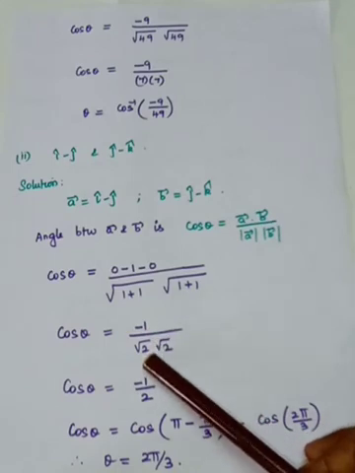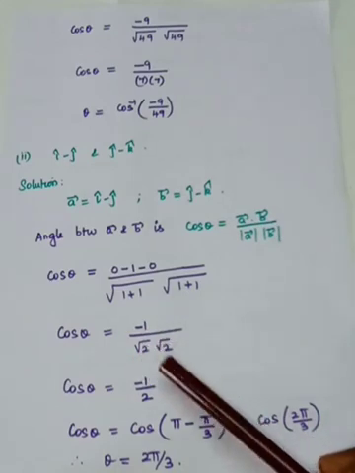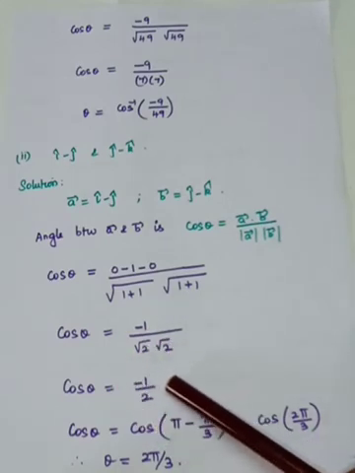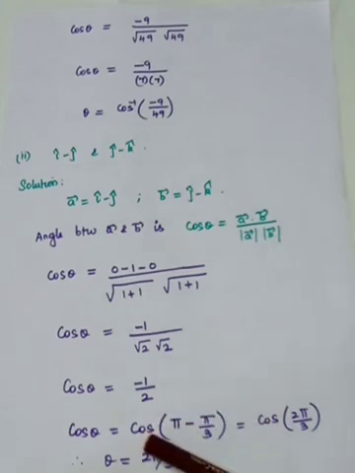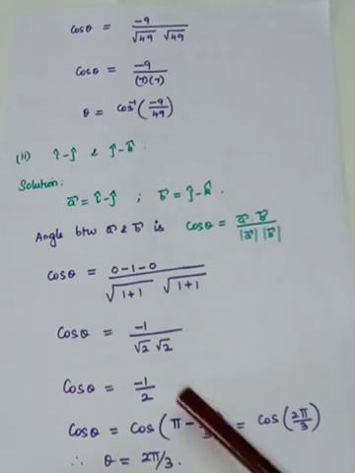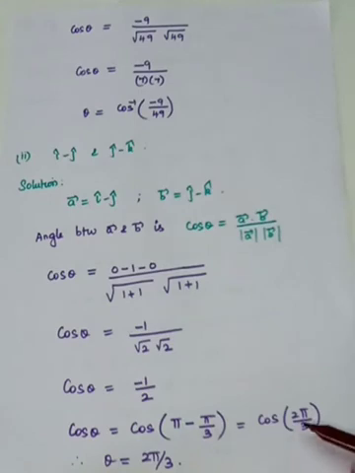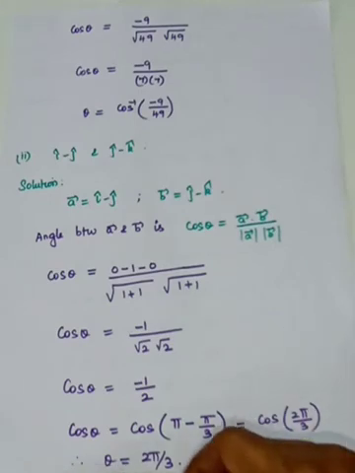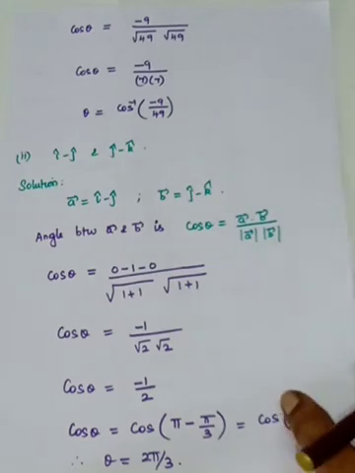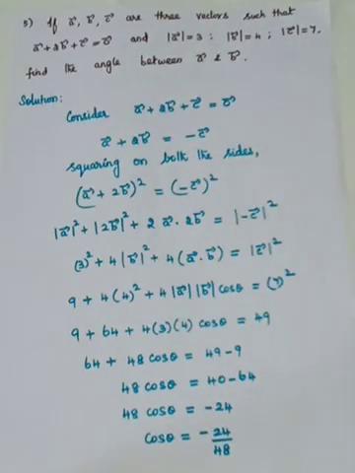So minus 1 by root 2 into root 2. What is root 2 into root 2? It is 2. So it is negative, so it lies in the second quadrant. Therefore cos of pi minus pi by 3. Okay, it is negative, so it lies in the second quadrant, so it can be written as cos of pi minus pi by 3. If you simplify, it is 3 pi minus pi by 3, that is 2 pi by 3. So cos theta is equal to cos 2 pi by 3 means theta is equal to 2 pi by 3, that is 120 degree.